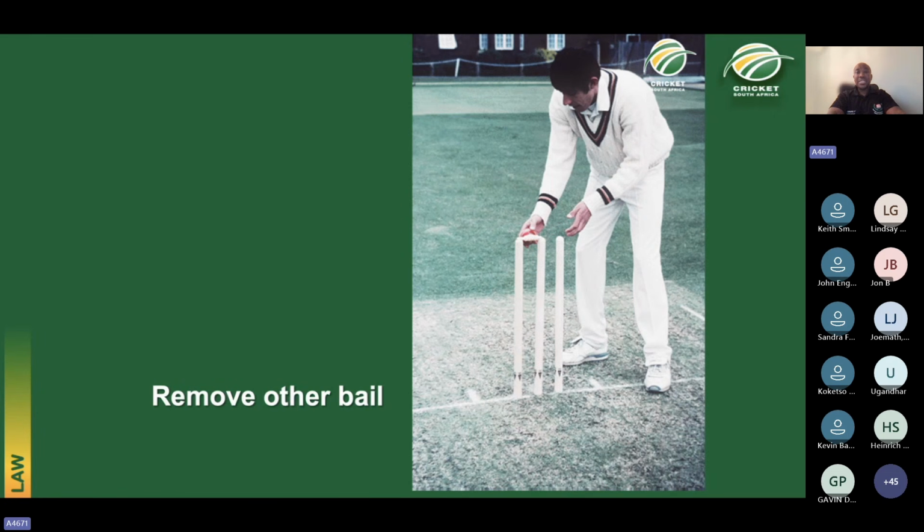If one bail has been removed earlier in the delivery, to fairly put the wicket down for a second time, you can simply remove the second bail that remains on top of the stumps. So you do not have to uproot a stump in this scenario. You can simply remove the other bail by striking it with the ball or a hand holding the ball.